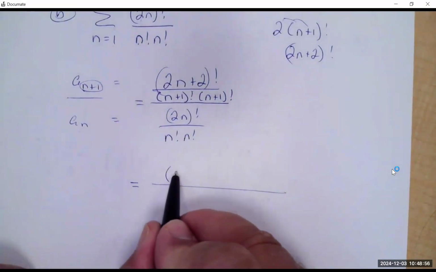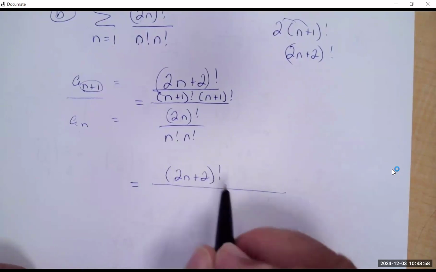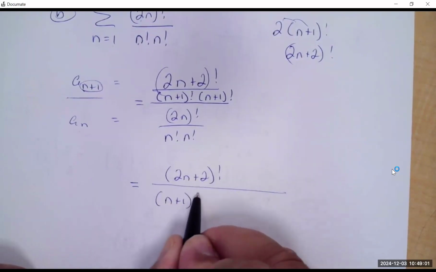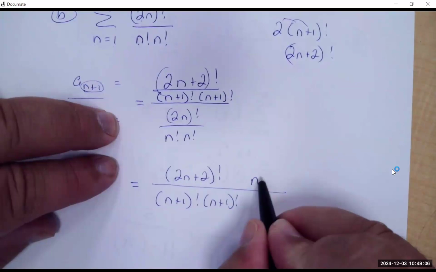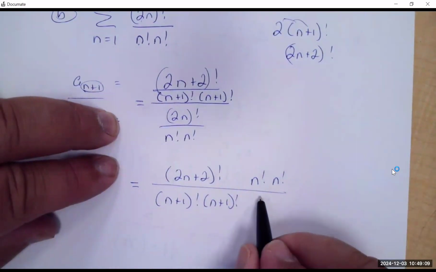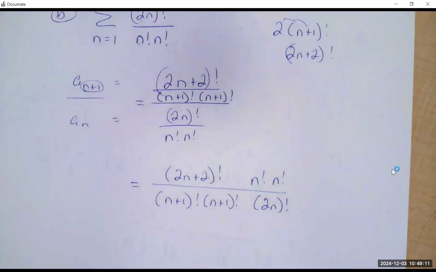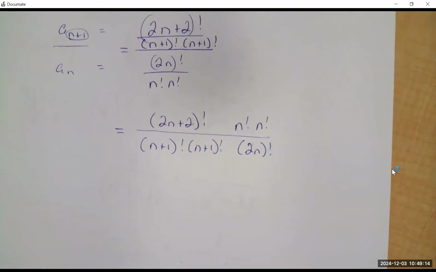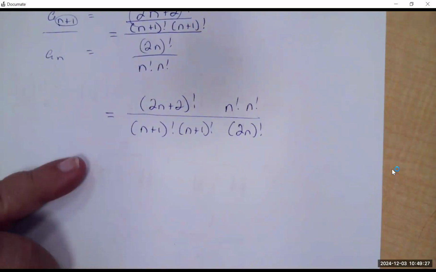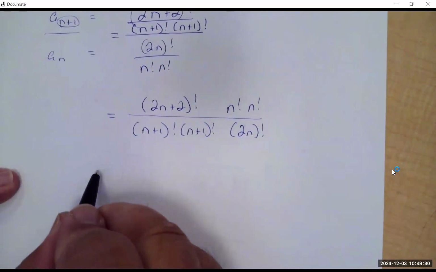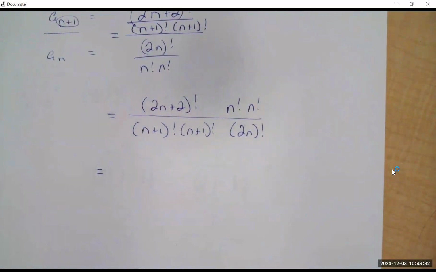Take the top, leave it alone. 2n plus 2 factorial, n plus 1 factorial, n plus 1 factorial. Flip the bottom. N factorial, 2n factorial. All right. So can anything cancel?